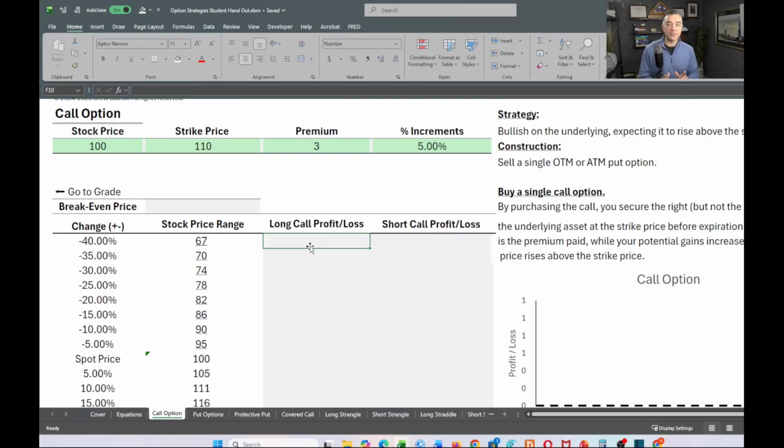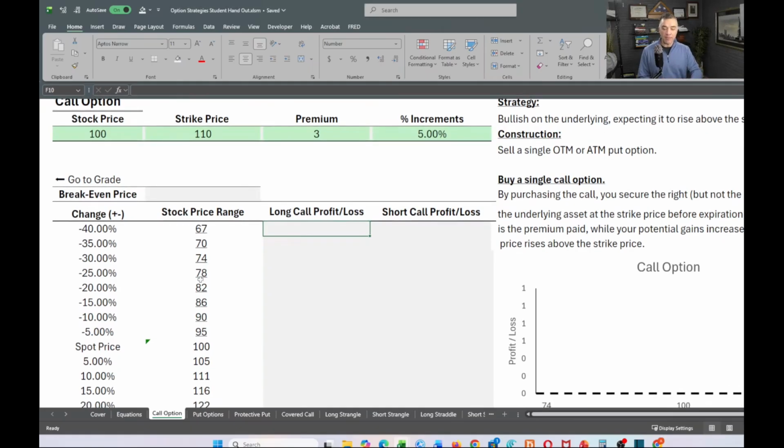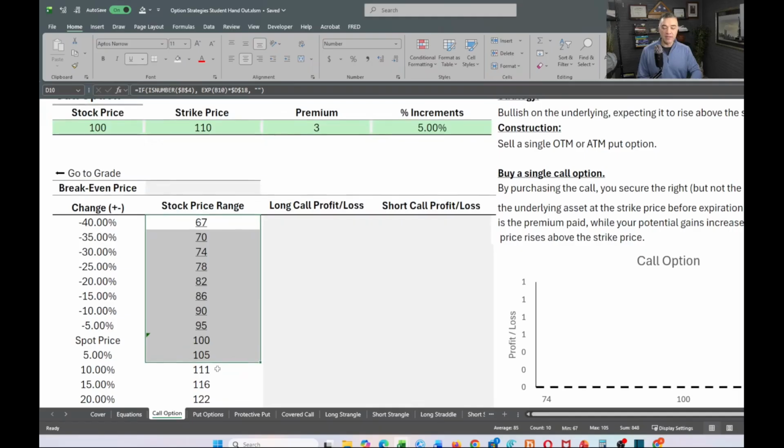All right, so we want to think this through. Would you exercise your contract if the stock price is 67? What does that mean? Would I want to buy it for 110 if it's only 67? No, you would not. You only want to buy it if the stock price goes above 110, or at 110, you could say. So anytime for a call that it's below the strike price, that's out of the money. If it's at 110, that's at the money. And if it's above 110 for a call, that's in the money.